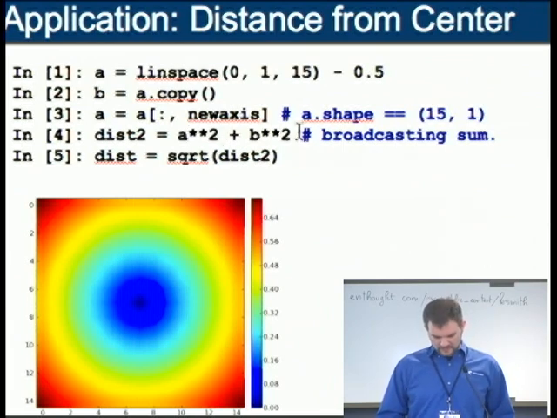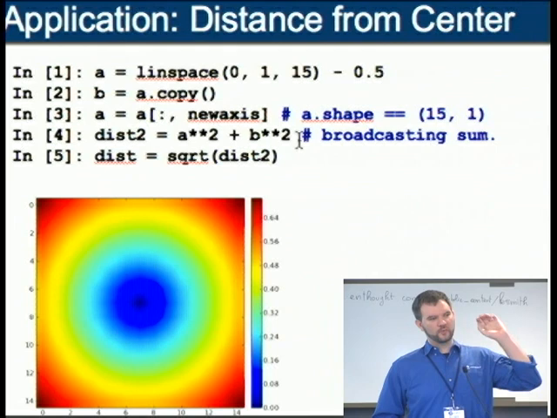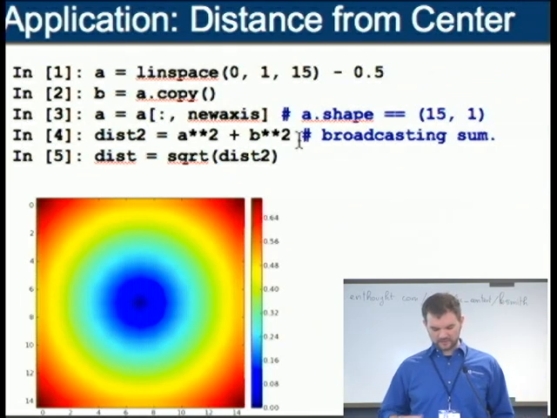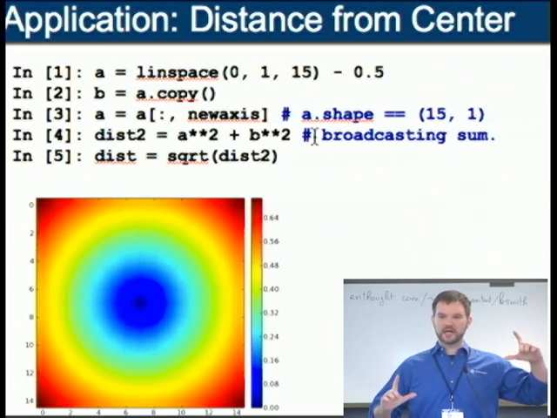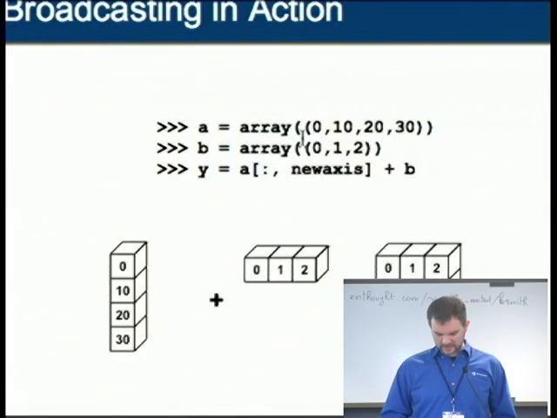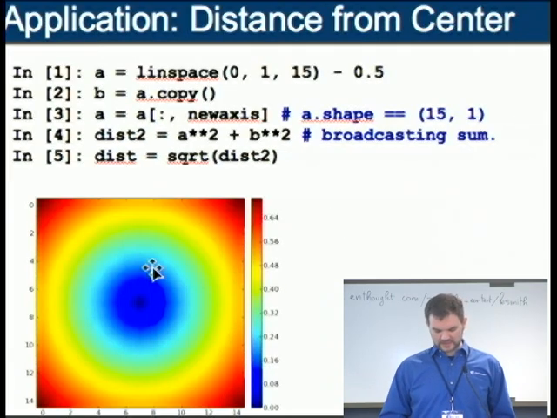Okay. And then we take the square root of that result. So A and B are a 15 by 1 array and then a 15 element array. They're combined, broadcasted. You get a 2-dimensional array out of this, exactly analogous to this operation here. And now you get this distance array as a result.